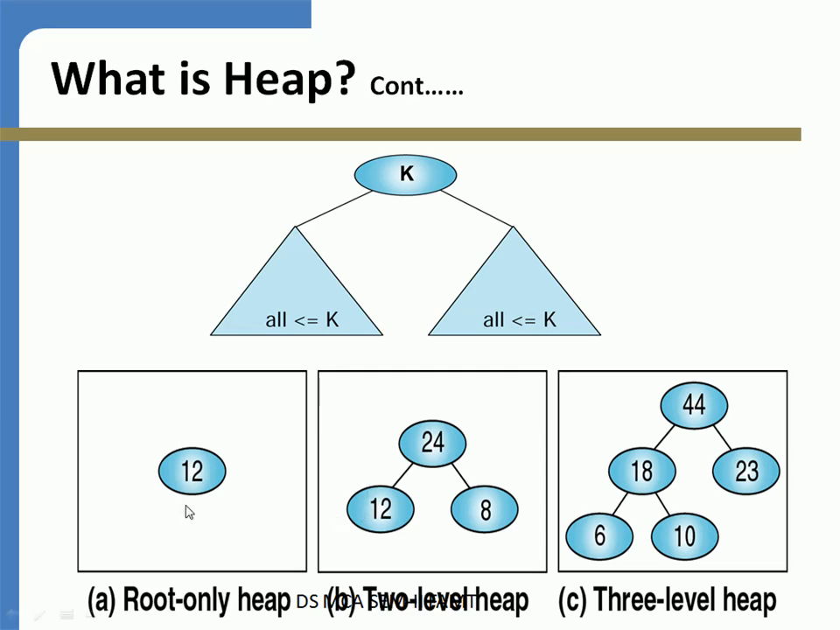Now consider the value 12, only a single node, that is nothing but root, so it is a heap. Now consider this second diagram wherein 24 is in the root, and 12 and 8 are children. In this case both these values are less than root, so it is a heap. Consider the third one, 44, which is greater than 18 and 23, then 18 is greater than 6 and 10, so it is also a heap with level 3.